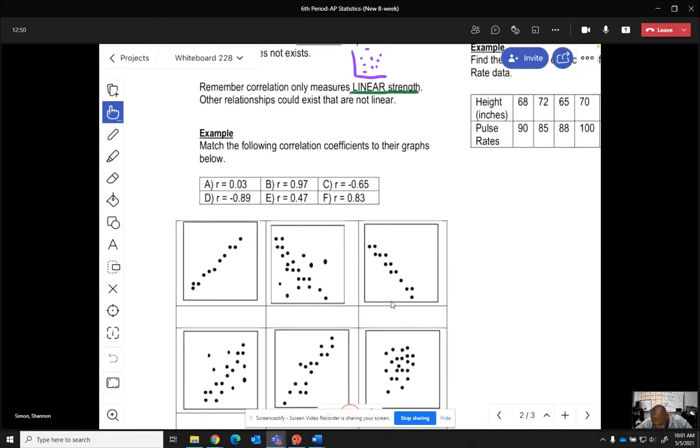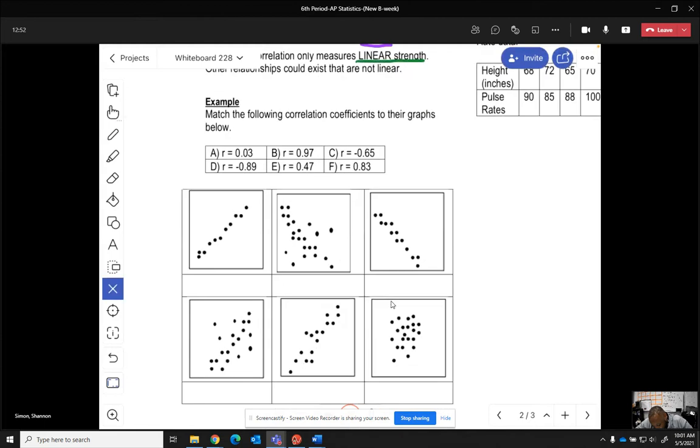So I want to match the following correlation coefficients to their graphs below. Here's how we do that. In order to match these correlations, I'm going to look at how strong of a line they are and the direction in which they go. I know that this has to be a positive correlation, and it's pretty close to a line. So I want to look at the positive values and look at the ones that are very close to 1. In this particular case, that's going to be letter B.